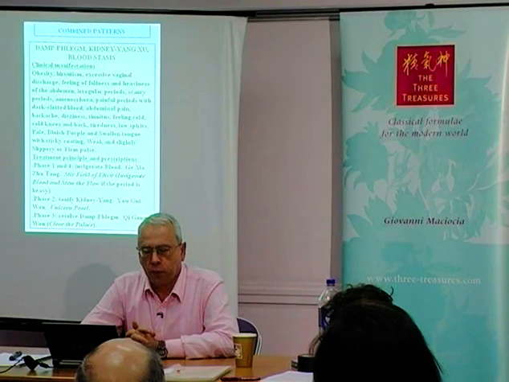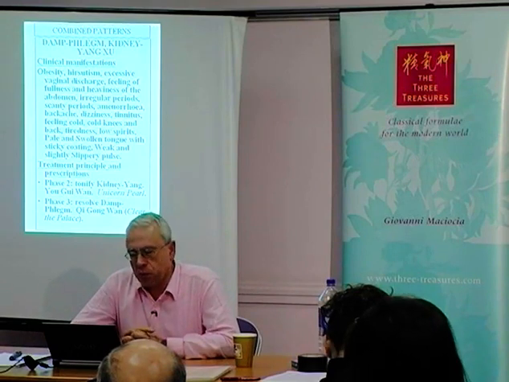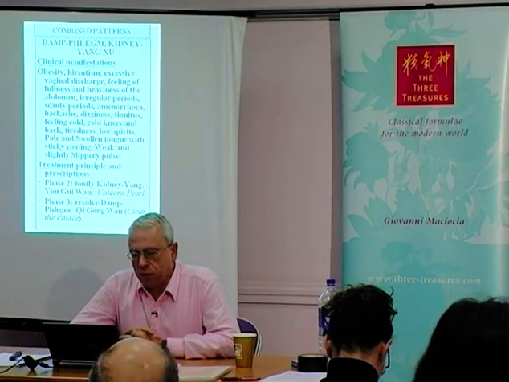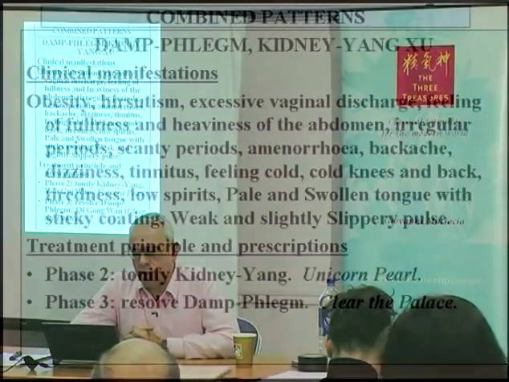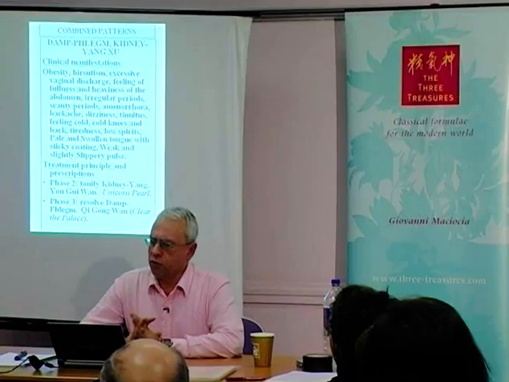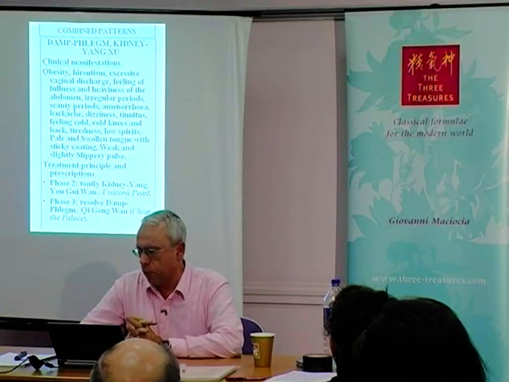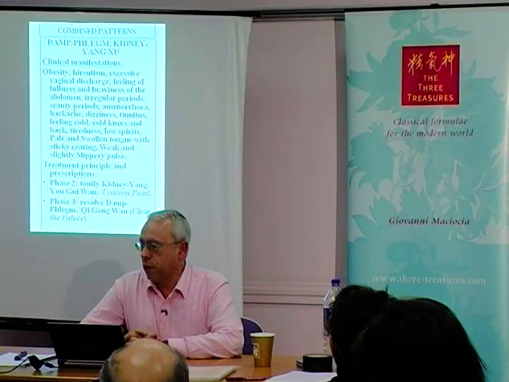Only that. In a more simple combination, when you have only these two patterns, damp phlegm and kidney yang xu, it's very simple. Phase 2, tonify kidney yang with Unicorn Pearl. And phase 3 and 4, maybe, Clear the Palace. So phase 2, Unicorn Pearl. Phases 3 and 4, Clear the Palace. Nothing in phase 1. The dosage I said, 4 to 6, you can go up to 9. Again, it will take a long time, 1 year minimum, up to 2 or 3.